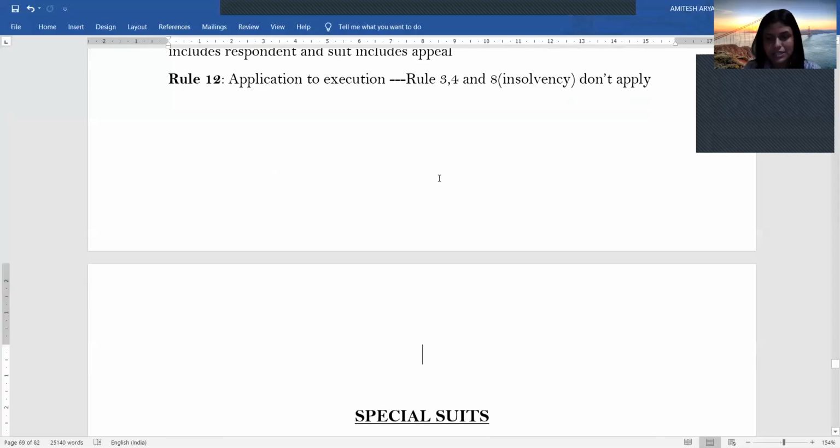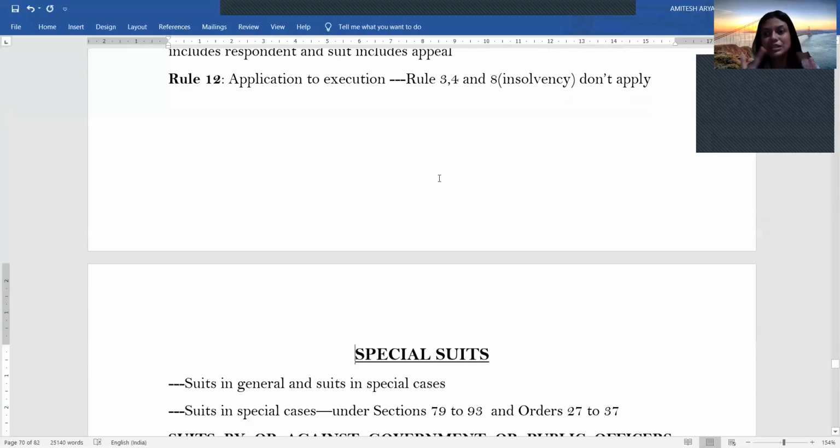Now after this, these were the 2 topics that I had to cover in the last class, but I could not cover. So now moving on to today's topic, that is special suits. I hope the above topics are clear, that how they are affecting suits in general. Now we are moving to special suits.